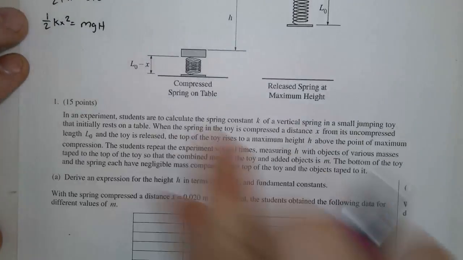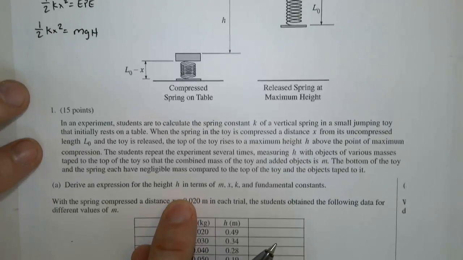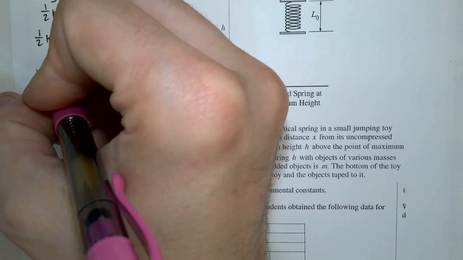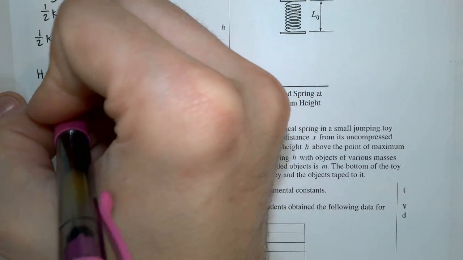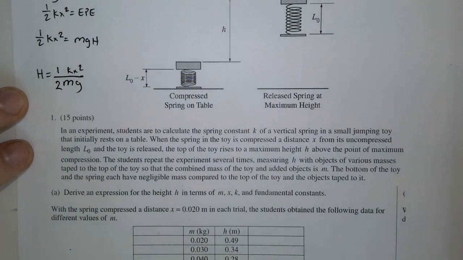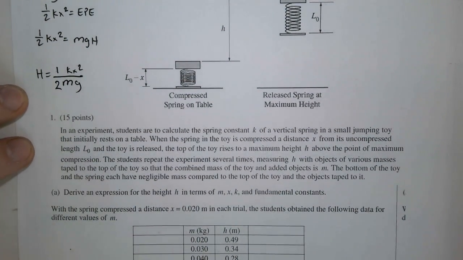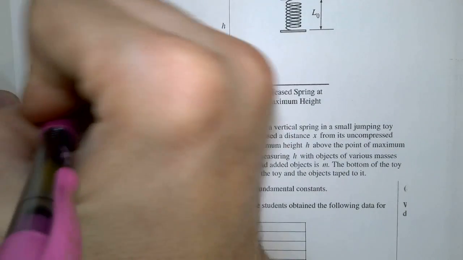All right. So what are we trying to find? We're trying to determine an expression for h. So we just need to solve for h. If we solve for h, we will get h is equal to 1/2 kx squared over mg. You just divide by mg, and don't forget the 1/2. I'm going to put the 2 on the bottom. Okay, so that is our expression.